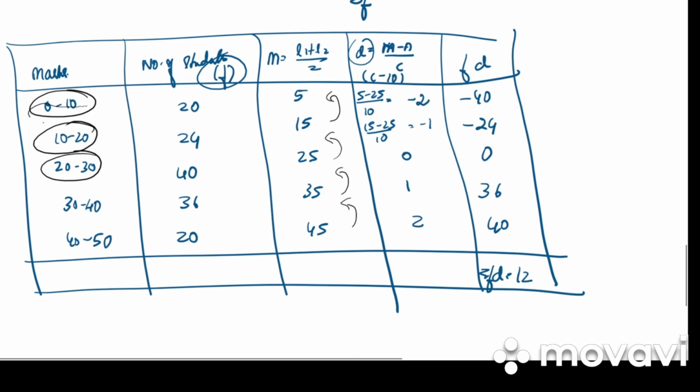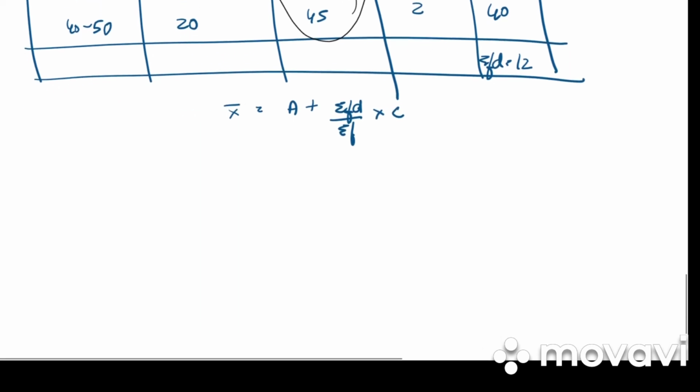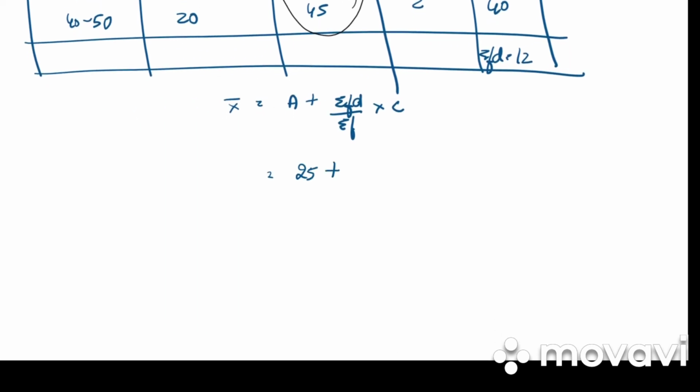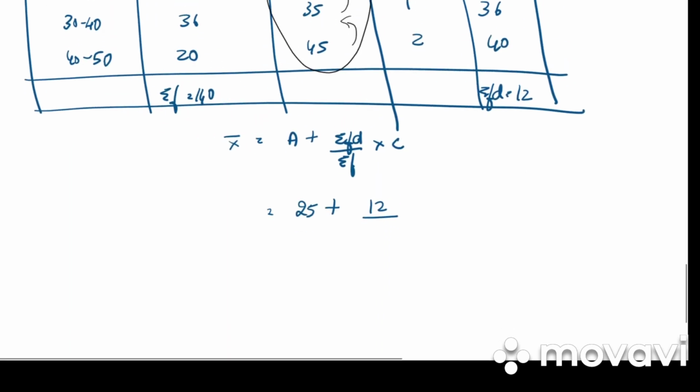The only difference here is they have given class intervals and we need to find out the middle value. So what is the formula? X bar is equal to A plus summation FD divided by summation F into C. What is A? 25 plus 12 divided by, what is summation F? It is 140. Divide by 140 into C. C is how much? 10.